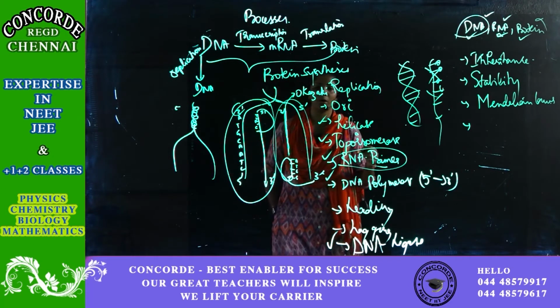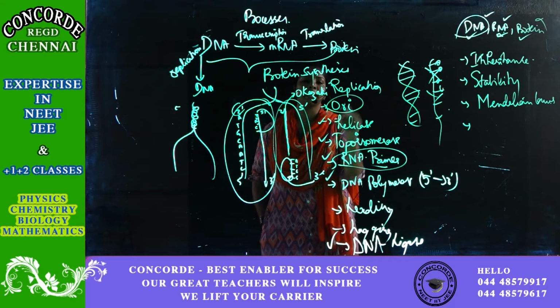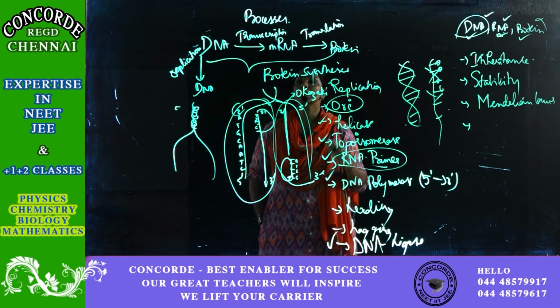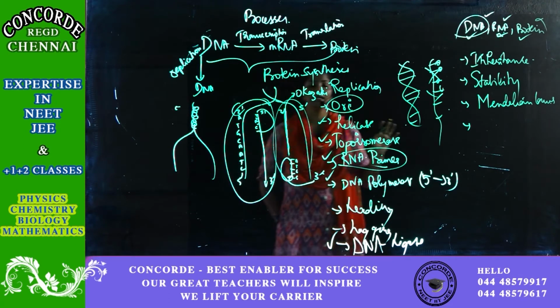And apart from all these, without ORI, the entire process will not happen. If this site is broken, replication will not happen. So the origin of replication is very, very important for the replication process to happen. So this is how DNA replication takes place.